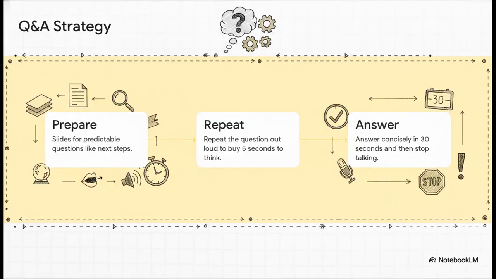And those backup slides flow perfectly into your Q&A strategy. First, anticipate those predictable questions. Second, and actually this is a brilliant tactical move, always repeat the question out loud. Yes, it makes sure everyone heard it, but more importantly, it buys your brain 5 precious seconds to actually formulate an answer. Third, answer concisely in 30 seconds and then stop talking. Remember, a long, rambling answer signals defensiveness and eats up time, but a short, punchy answer signals total confidence.